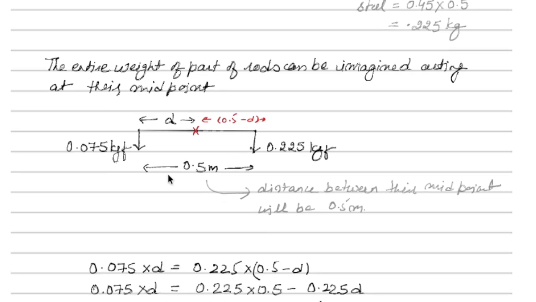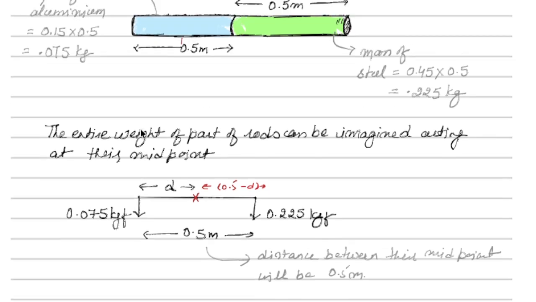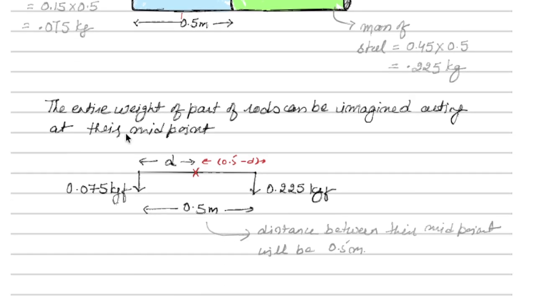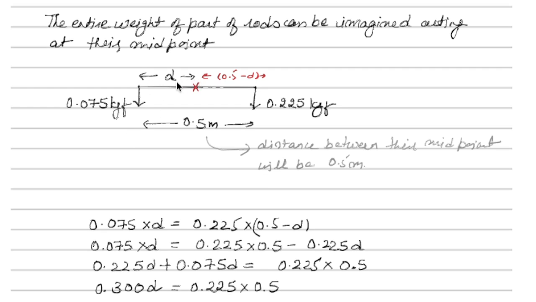Let's go ahead. So now see this. This is 0.075 kilogram force of the rod on the left, and this is the 0.225 kilogram force on the right. Right now we want to balance them. To balance them, let's put a cross, and let the distance from the midpoint of the aluminum rod be D. So let's find this distance D.